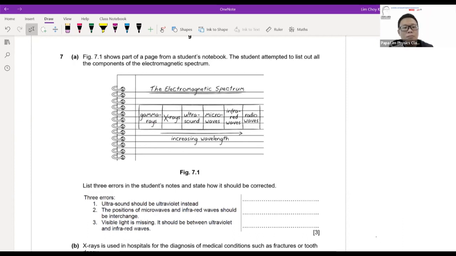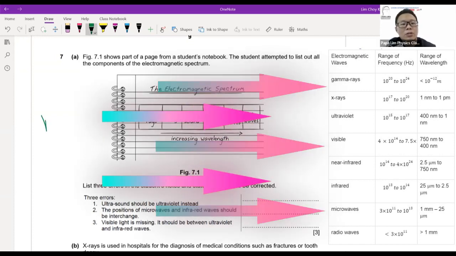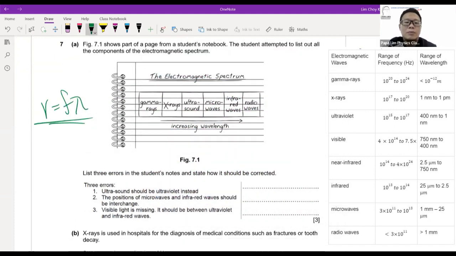Okay, so the main thing that we have for the EM spectrum is that students, you need to know the arrangements for the EM spectrum in terms of their wavelength, in terms of frequency, and finally the calculation will be the wave formula v = fλ. These are the formulas that we use.